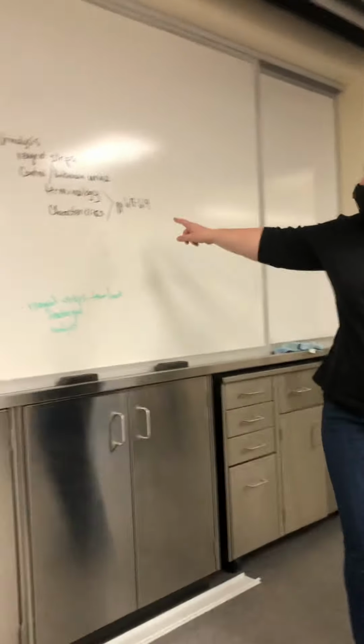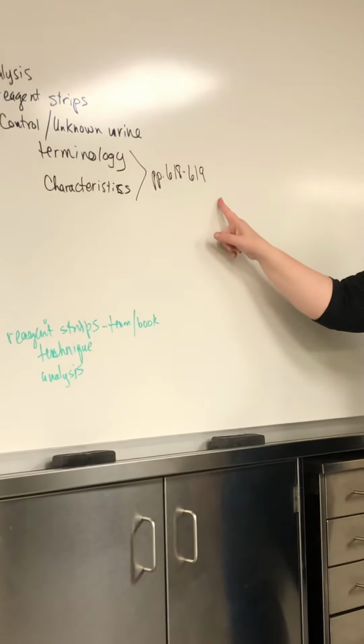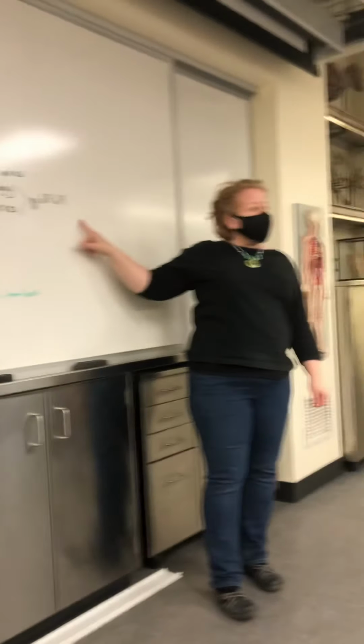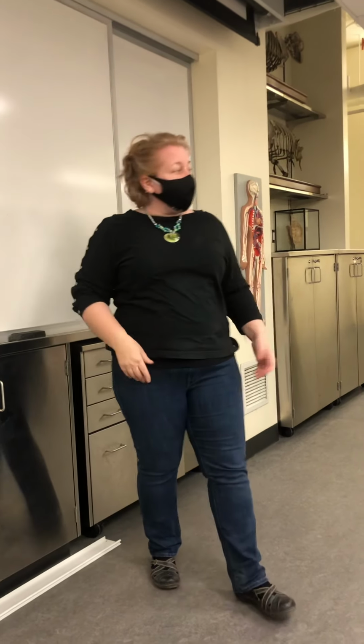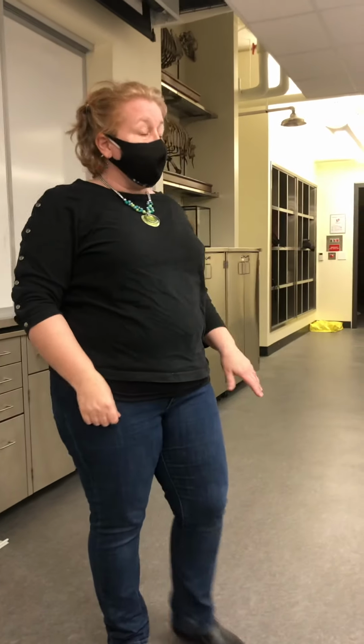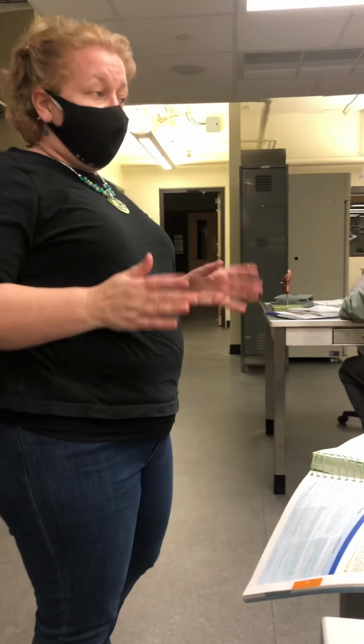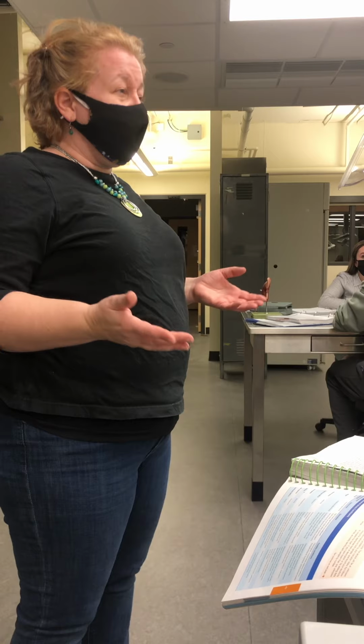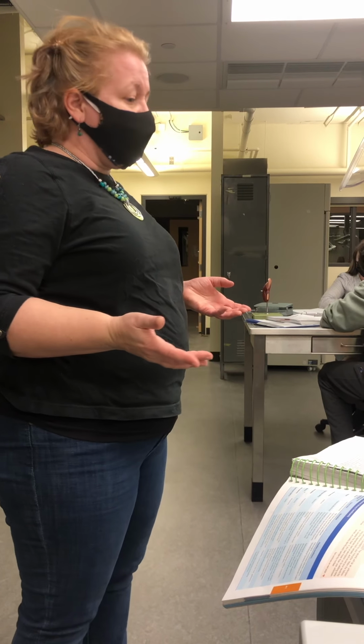Pages 618 and 619. We're going to go through some of the terminology first, and then we're going to actually look at the strips. You also do have all of the strips in Schoology. We took a picture of it that looks pretty good to me. I think it represents the colors pretty well.